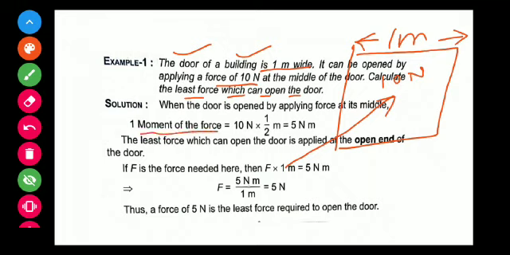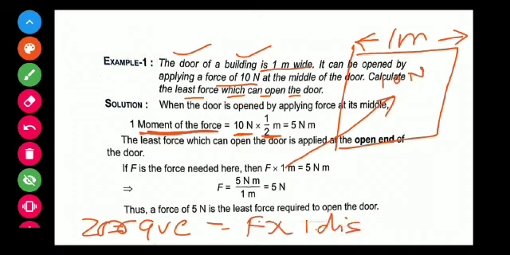Moment of force is equal to force into perpendicular distance. Therefore, in this case, moment of force or torque is equal to force into perpendicular distance. This is your torque, and this is your perpendicular distance.